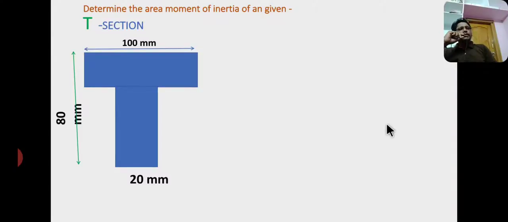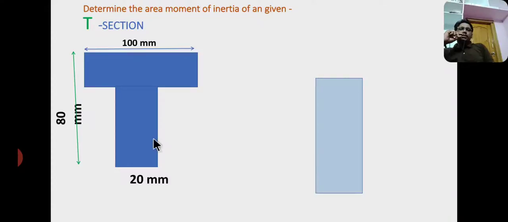First of all, I will explain how to locate the centroid of a T section. Then I will explain how to determine the area moment of inertia of a given T section. Okay, look at the problem. Determine the area moment of inertia of a given T section. The dimensions of the T section are given here. First of all, the given T section is split up into two sections, that is one horizontal rectangle and one vertical rectangle.